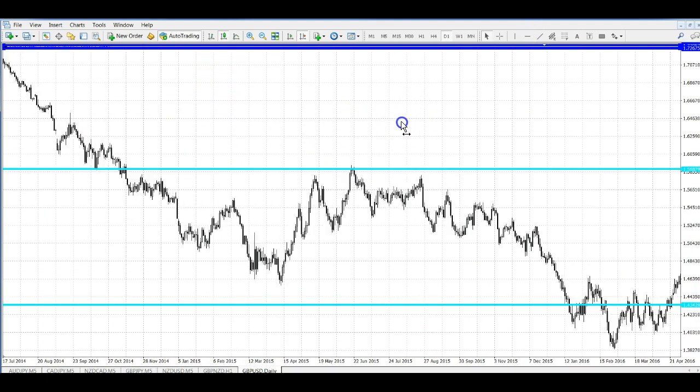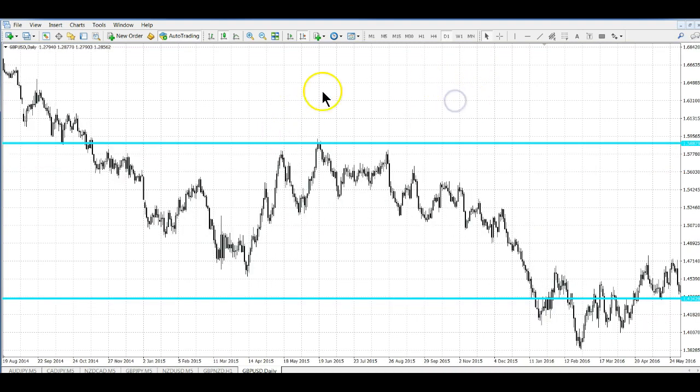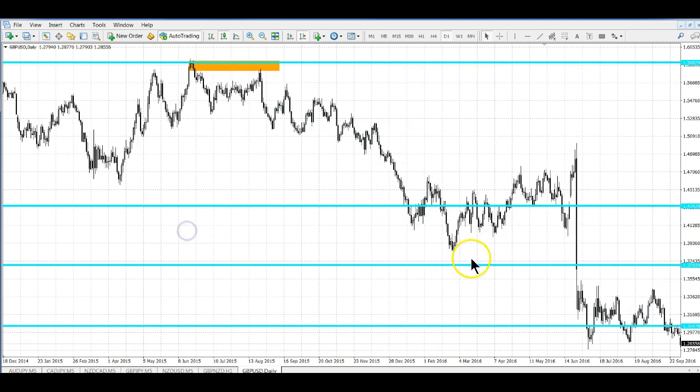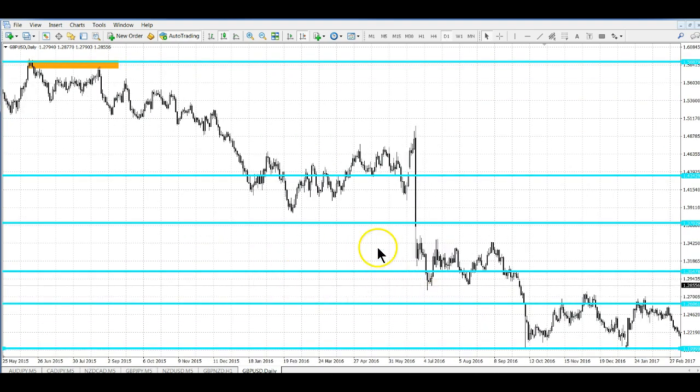And also a support resistance can be an area. Like this area from here to here. The area can be a resistance area. Support is always on the bottom and resistance is on the top.